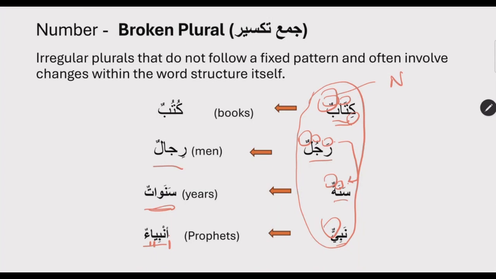So what I'm getting at is kitab gave you a form called kutub, right, as a plural. Rajulun gives you rijal. Sanatun gave you sanawat. And Nabi gives you Anbiya. So if you see, just these 4 examples, each is different from the other. And there might be other words like this that take this kind of plural, or even this kind of shape of plural. There might be other words, right?